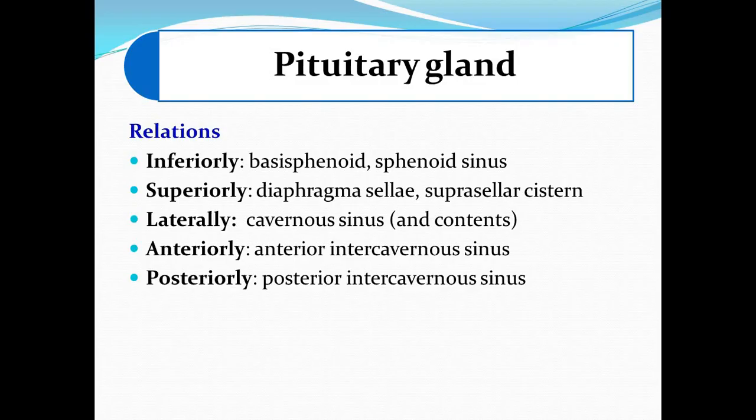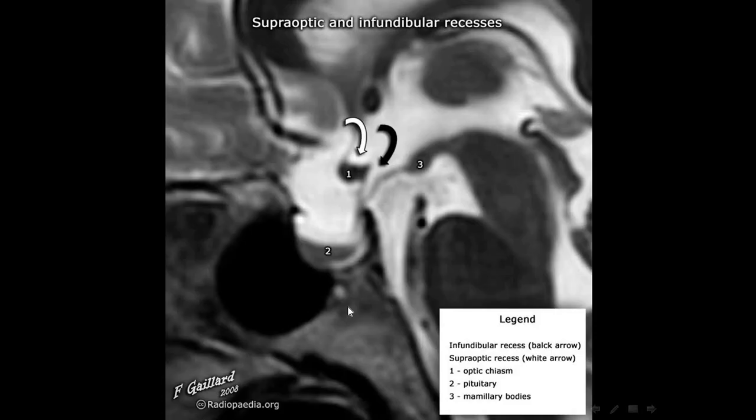The relations between the pituitary gland and the surrounding structures: inferiorly there is the basisphenoid and the sphenoid sinus. Superiorly, as we saw, there is the suprasellar system, the optic chiasm and the diaphragma. We'll talk about the diaphragma shortly. Laterally, on either side, there are the cavernous sinuses. Anteriorly, there is the anterior intercavernous sinus, and posteriorly, the posterior intercavernous sinus.